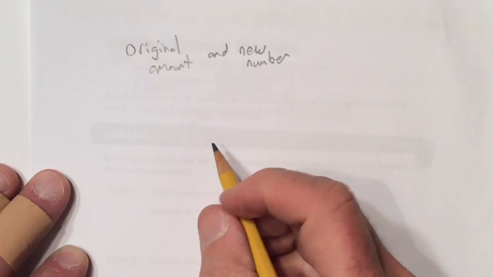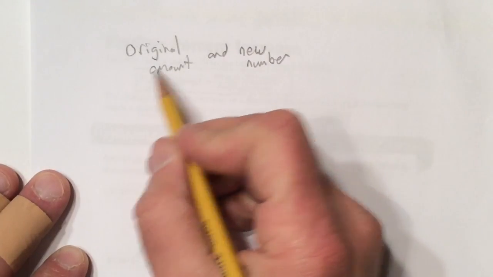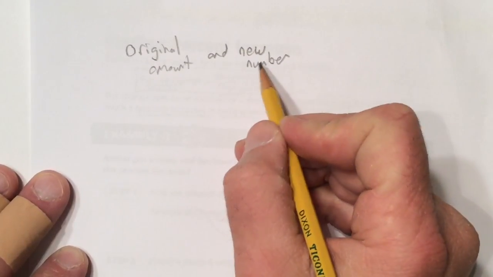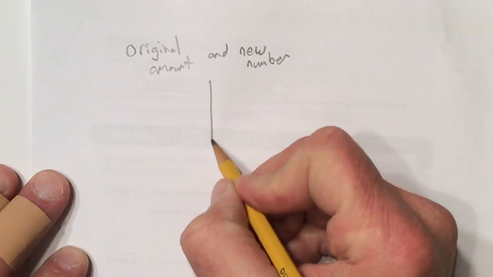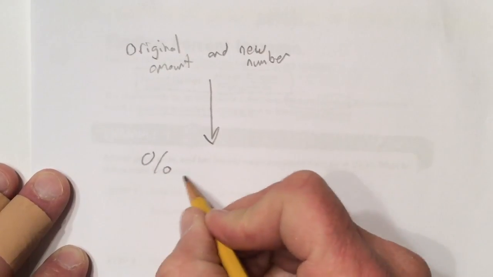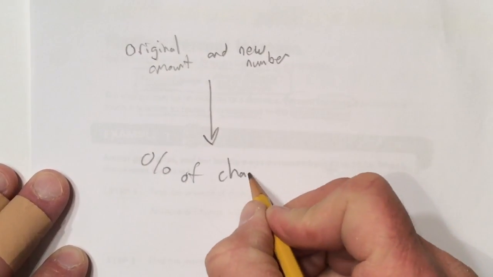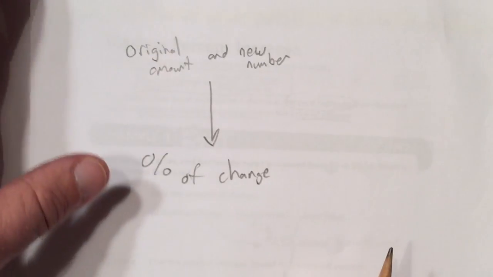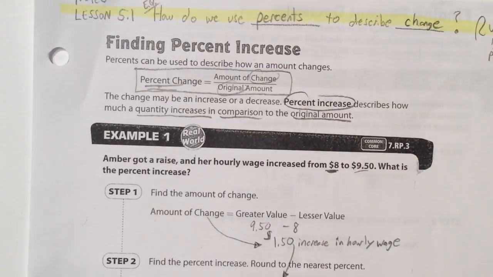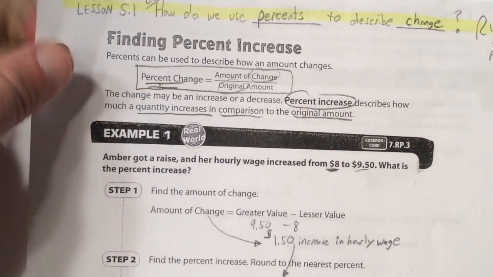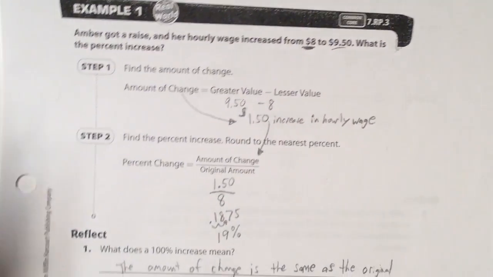The first type of problem we studied is when we were given an original amount and a new amount, and we had to find the percent of change. And that's what the first page of notes is all about. So let's take a look at the first example we had discussed.